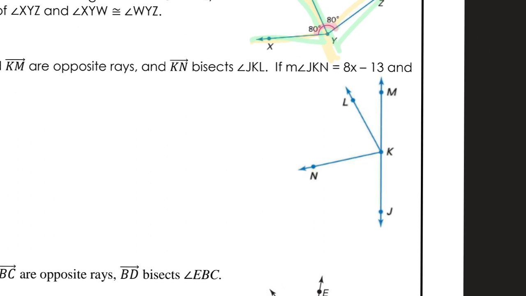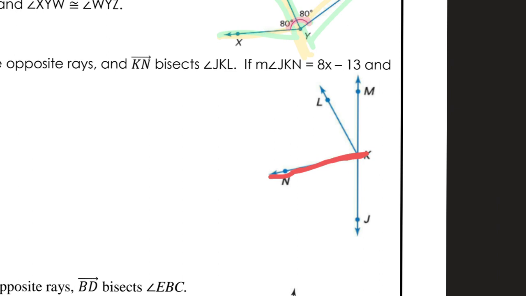So KN is our bisector. And what is it bisecting? It is bisecting the angle JKL. So basically that means this angle segment is congruent to this angle segment. And it just so happens that it's giving us the measure of JKN and the measure of NKL. So the other angle LKM, you can just ignore it. Let's finish labeling this.